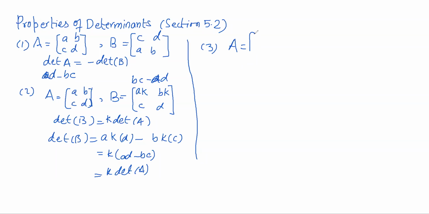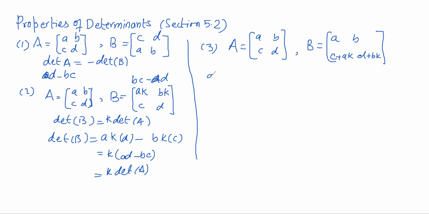So for example, if we have A as A, B, C, D, then we have B as A, B, and then we multiply A, B by K and add it to the second row. That means the second row is C plus AK and D plus BK. Then the determinant will not change. So we can see it.